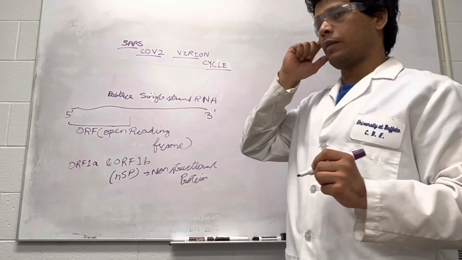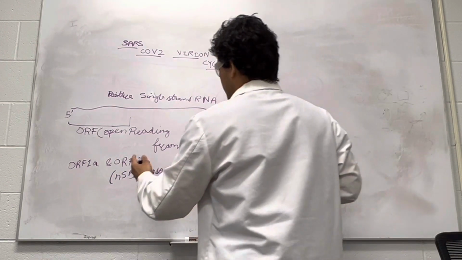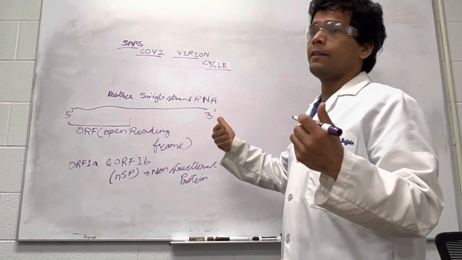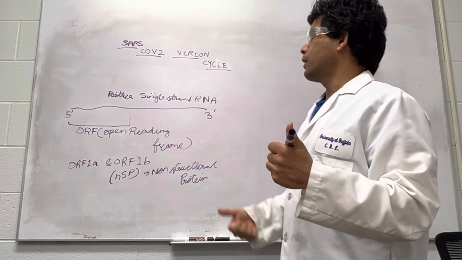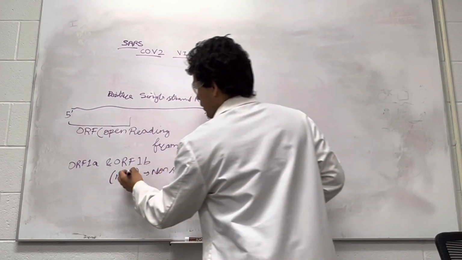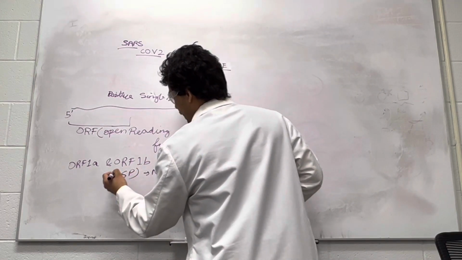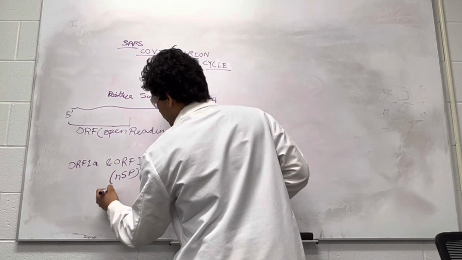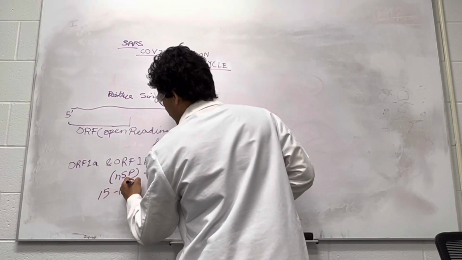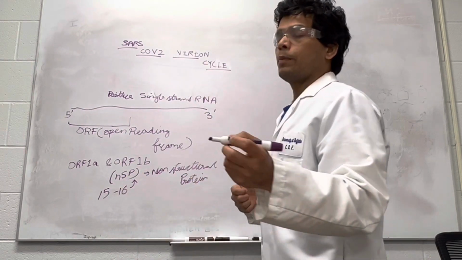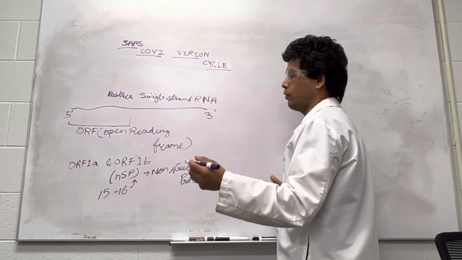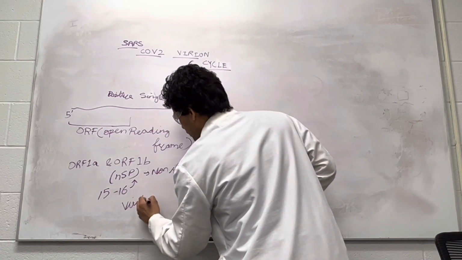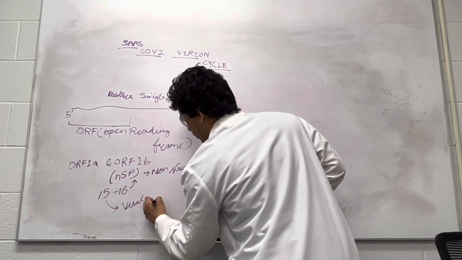These non-structural proteins help to form a virus replication complex. It forms around 15 to 16 NSPs, and out of these, 15 are used to form the viral replication complex.